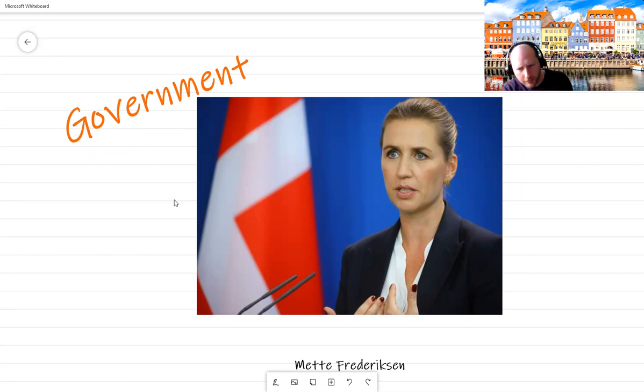But the impressive thing about Mette Frederiksen is that she's relatively young. She's only 42 years old, which for a world leader, if we think about some of the most important people in the world at the moment, they're usually in their 50s, or if you're Donald Trump, in your 70s. A bit of young blood in the Danish parliament there to lead it forwards.